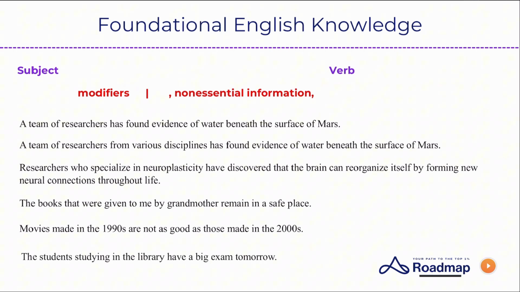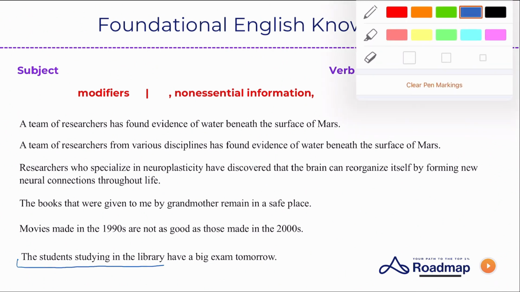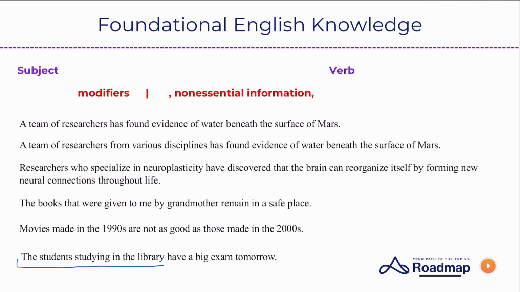The modifier is the present participle phrase, studying in the library. Studying in the library begins with an ing word, right? The present participle. And again, these participle phrases function like adjectives and not like verbs when they're by themselves. If I said the students were studying, then that would be a verb. But it's because of the word were that makes it a verb, not because of the word studying.